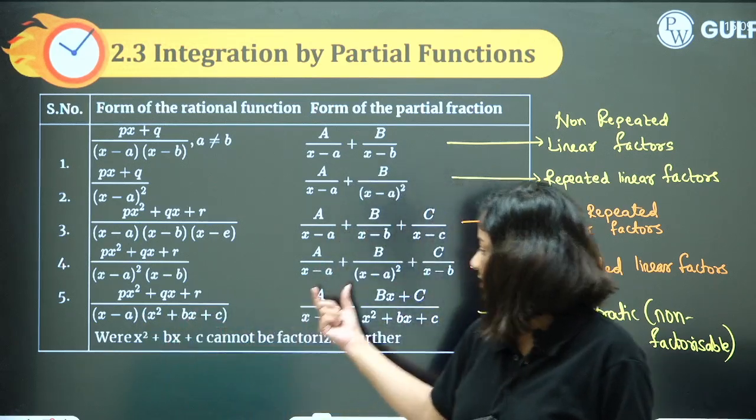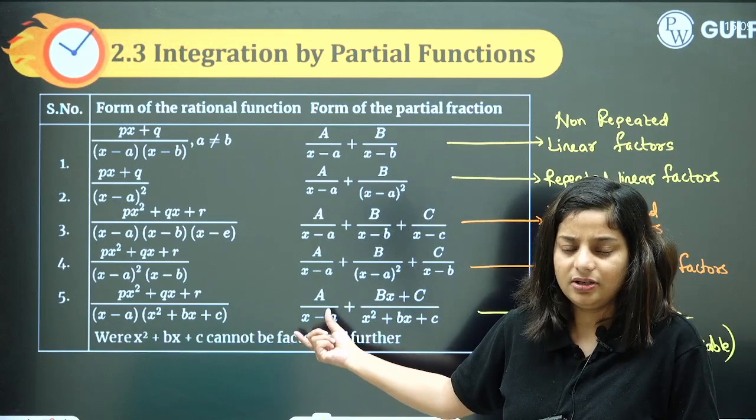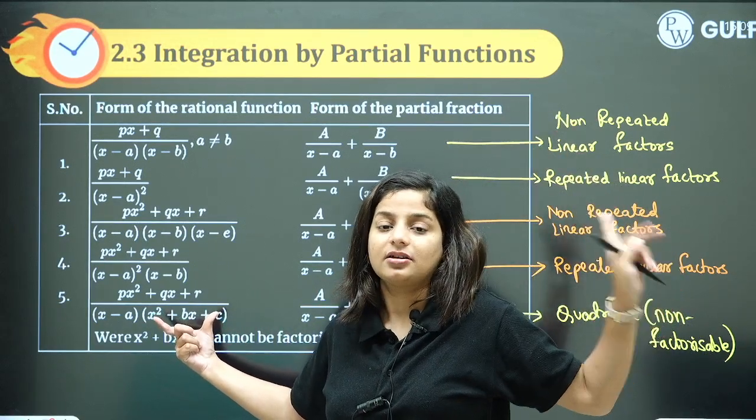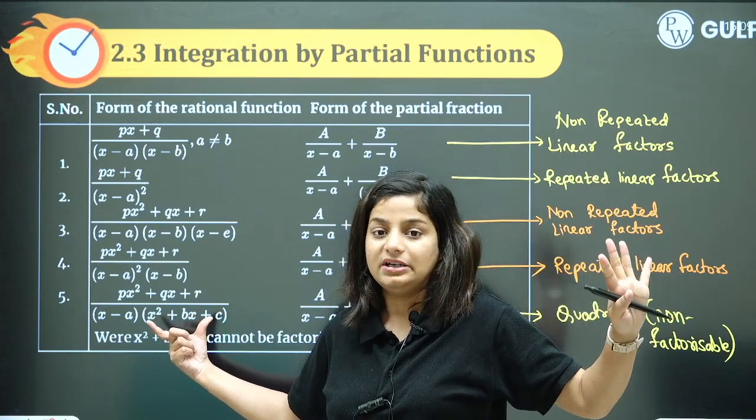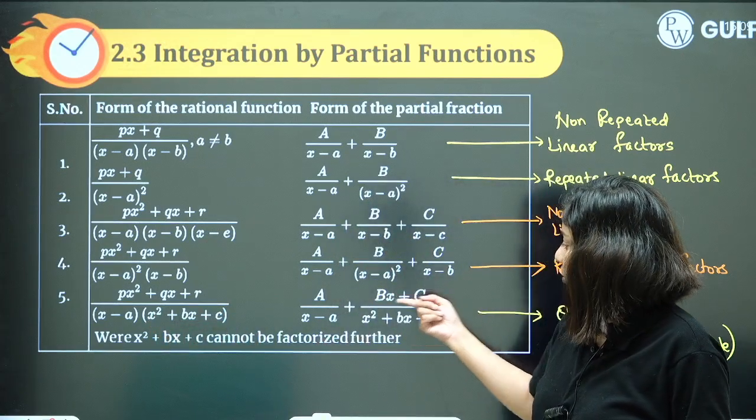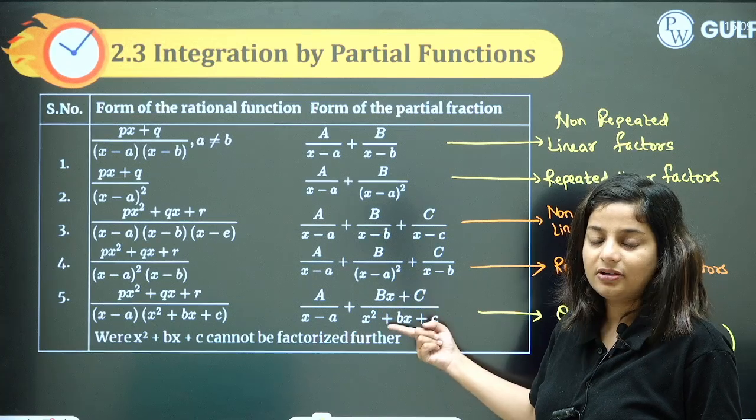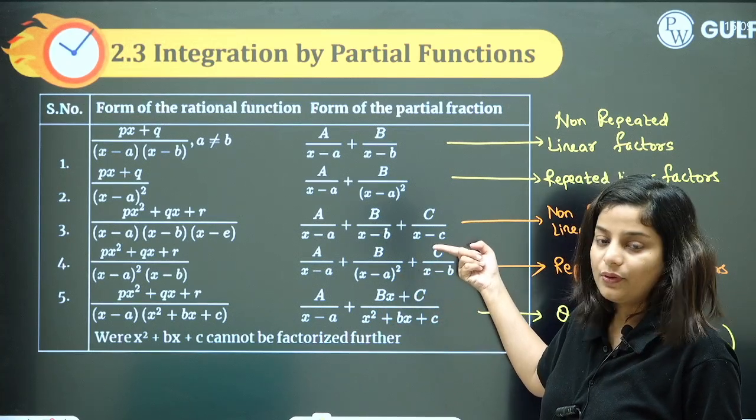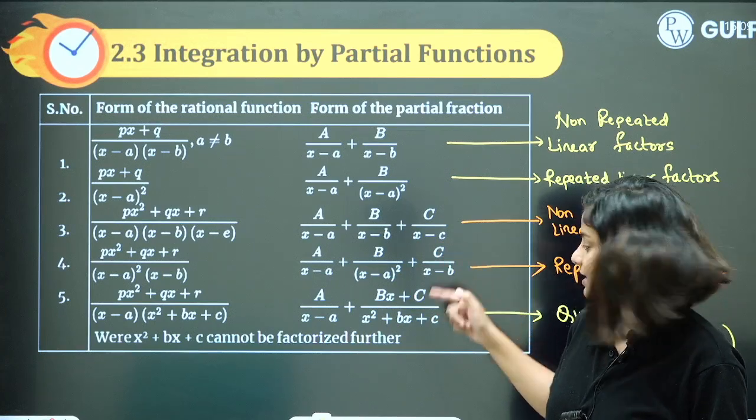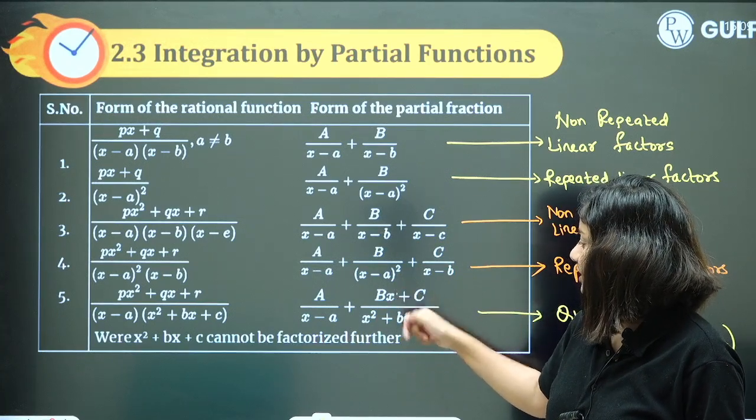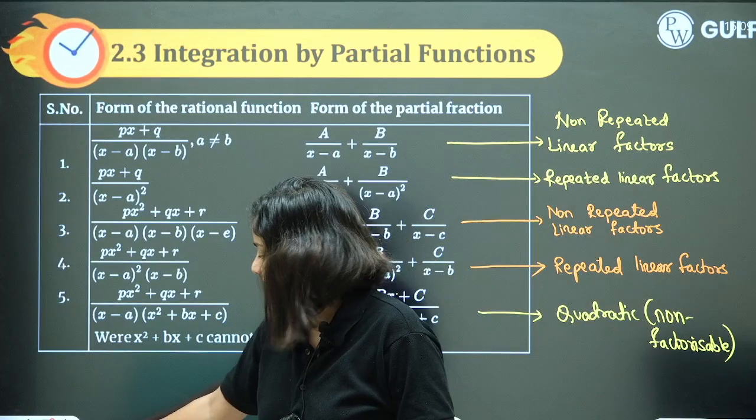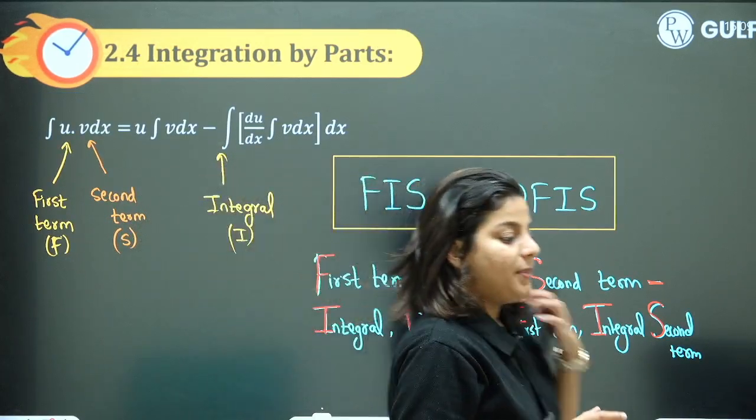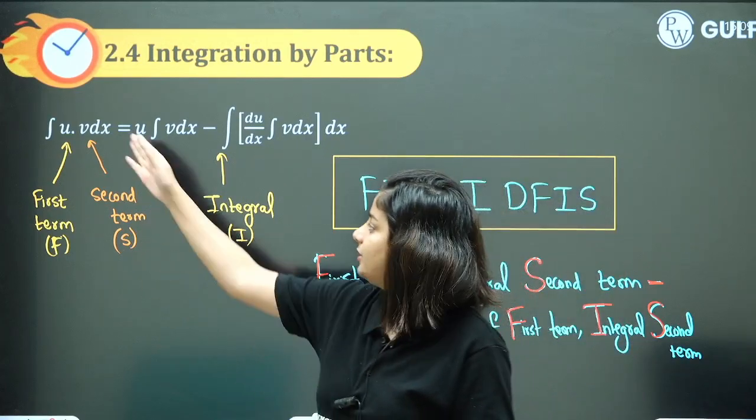In that case, A upon whatever factor. And if the factor is not linear, all the other options were linear, now the factor is not linear, so the numerator will also be Bx plus C. Factor is quadratic, numerator linear. Factor linear, numerator constant. Numerator is always 1 degree less. That's your partial fraction.